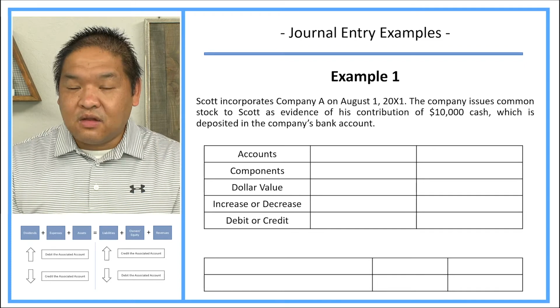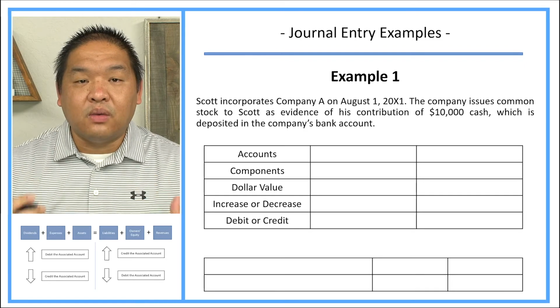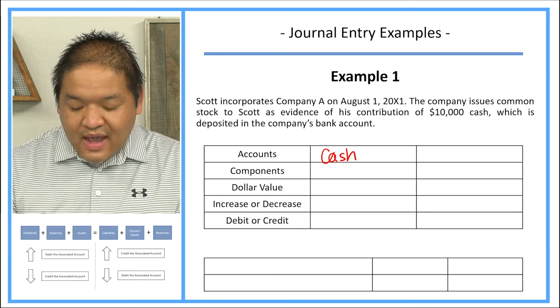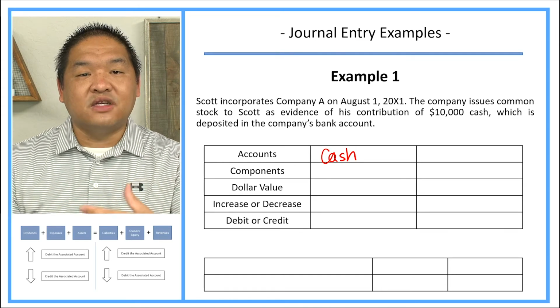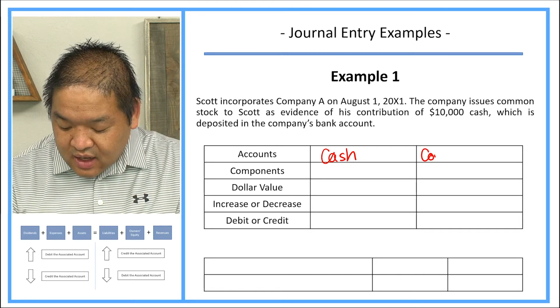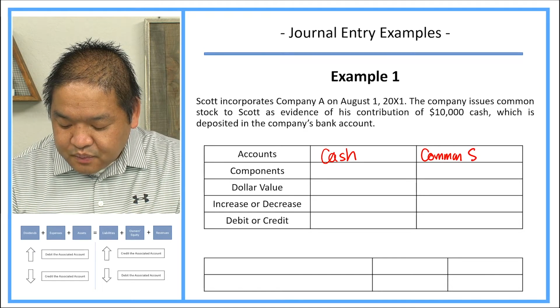Again, we're thinking logically: what was exchanged? What was exchanged was cash. So we're going to put cash here as an account. And then common stock, right? I'm issuing common stock, or stock, to Scott. So common stock is going to go here.